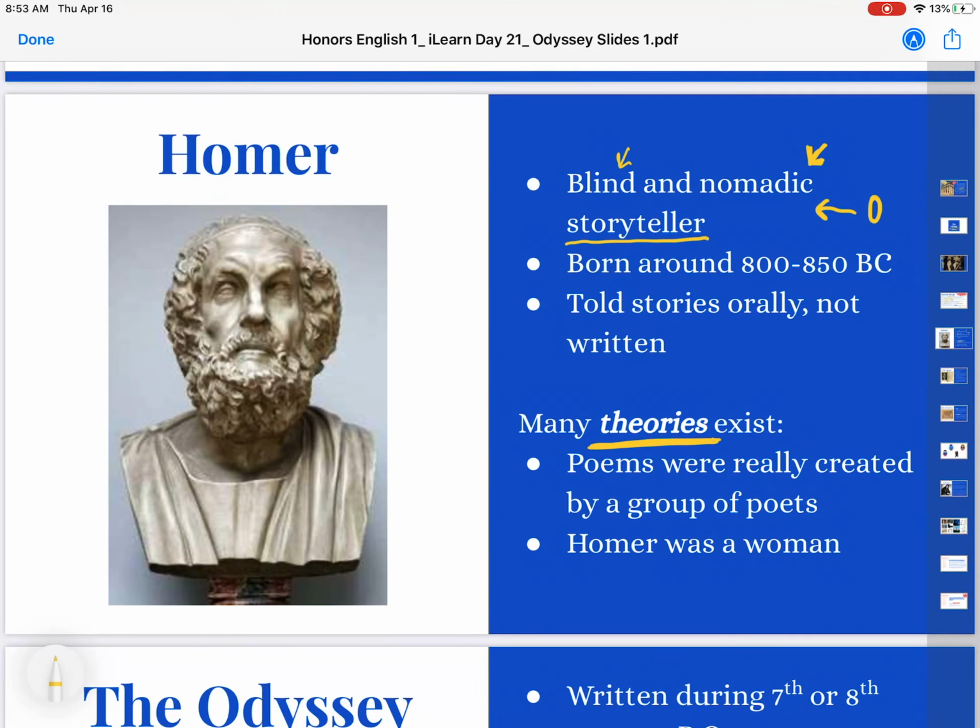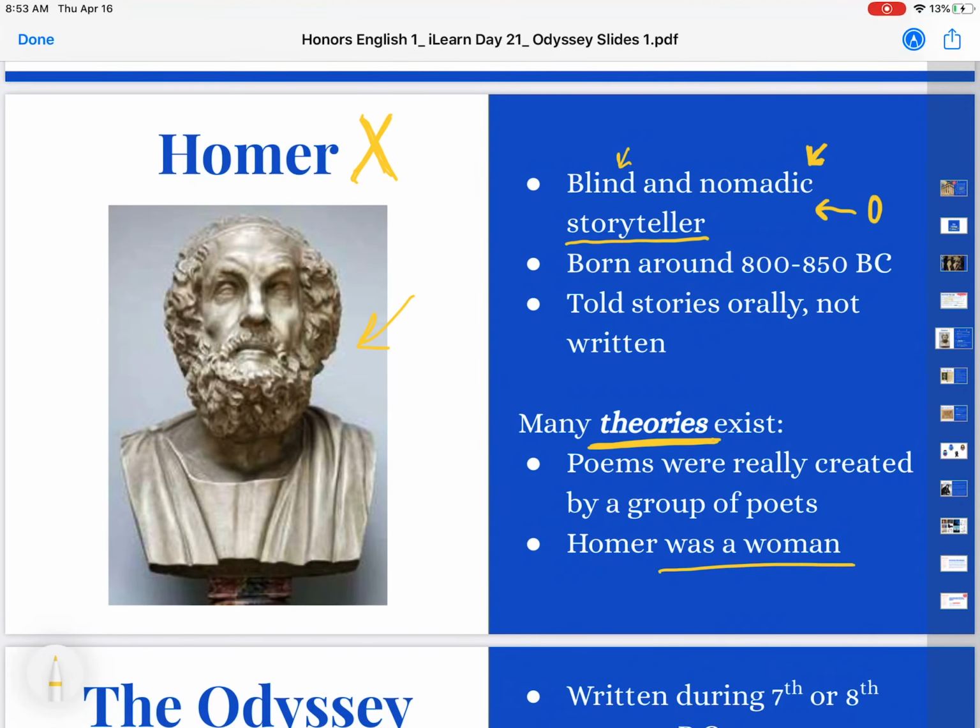There are many theories. One of them was that these poems were actually not written by Homer, that he didn't write them. Instead, they were created by a group of poets and then shared under the name Homer, which is a common theme. We kind of talked about the same thing with Shakespeare. There's another theory that Homer was a woman. We don't know for sure. This is an image that has been attributed as being Homer, but we're not sure if that's him.